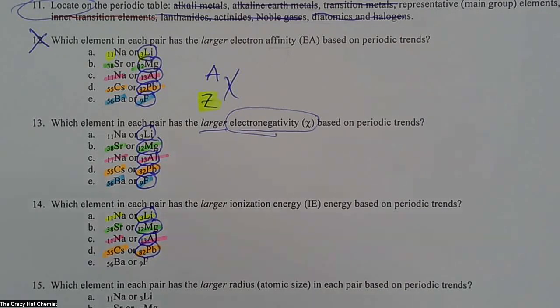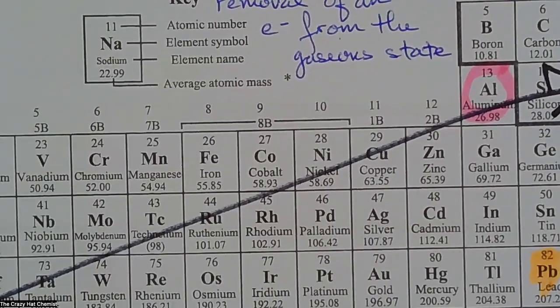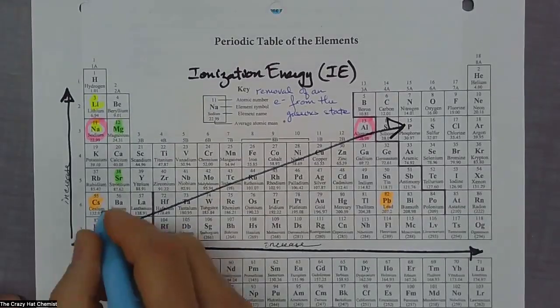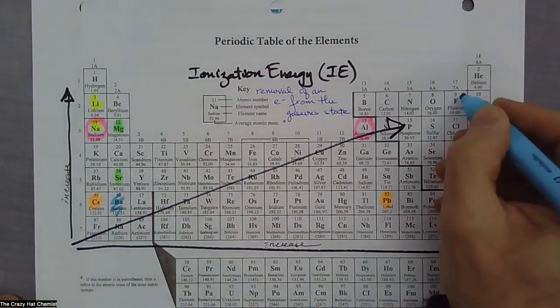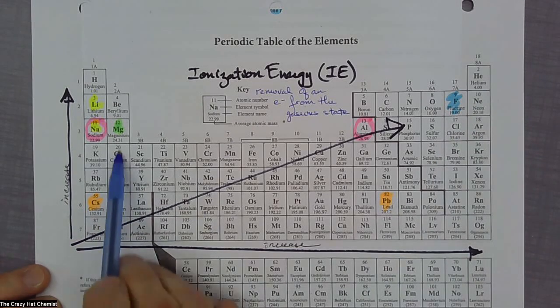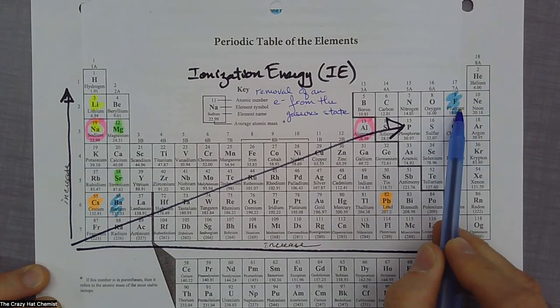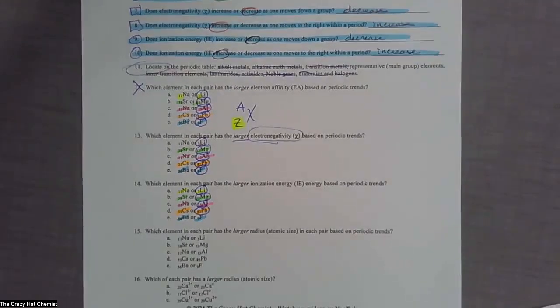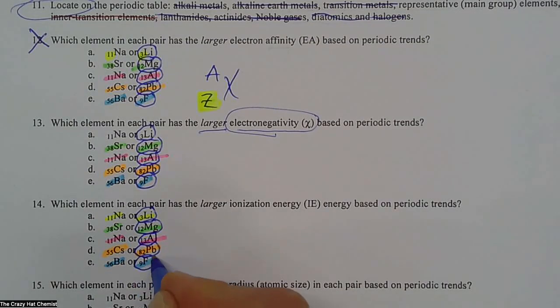The next one is either barium or fluorine, and which one has the larger ionization energy? So let's write that down. We've got our periodic table of barium, element 56, or fluorine, element number 9. The one that is higher up and further to the right has the larger ionization energy. That would certainly be fluorine. So fluorine has the larger ionization energy.